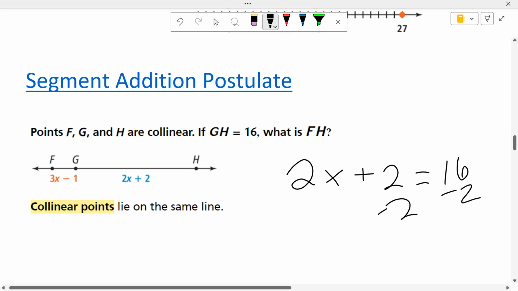All right, so if we subtract 2, we get 2x equals 14. And then we do what Reese wanted to do. Then we divide by 2.